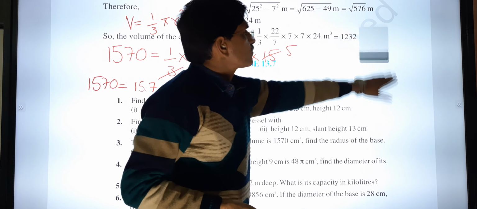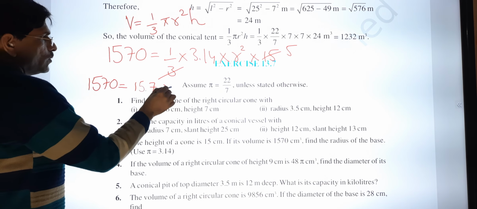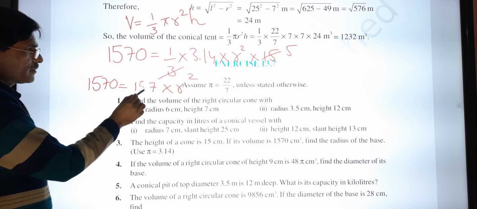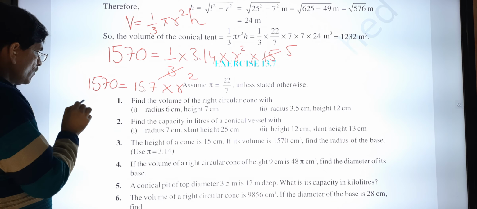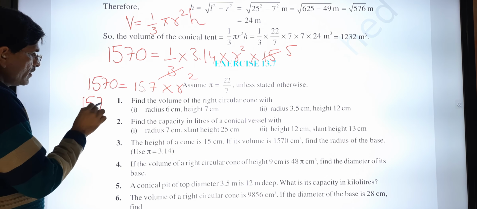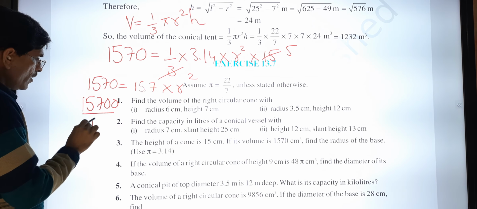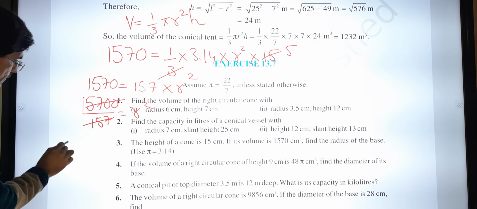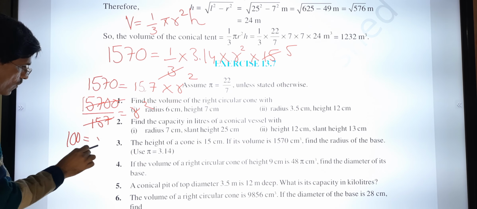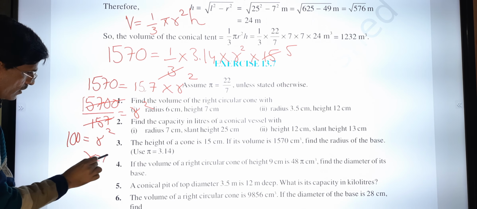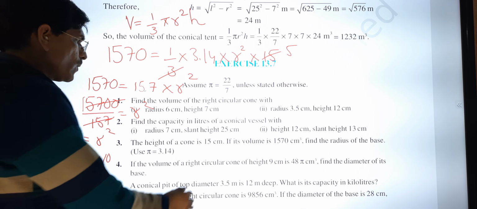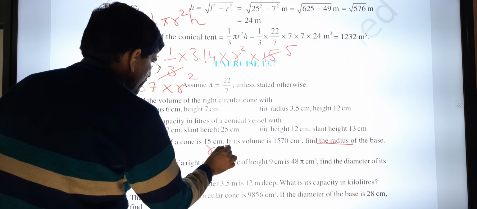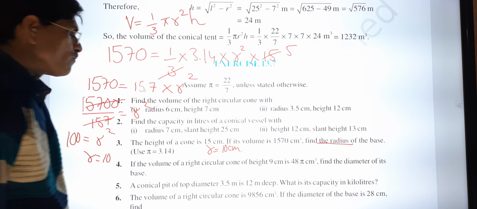So now 15.7 into r square. Now, because of the decimal point afterward, we have to write 10. So 15700 upon 157 is equal to r square. By cancellation, 100 is equal to r square. So r is equal to 10. The question is to find the radius, so r is equal to 10 centimeter.